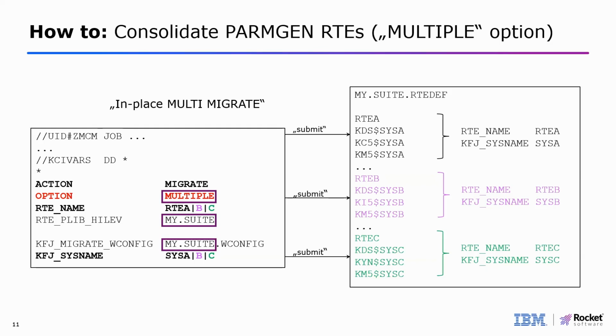And then if you run this job, in this case 3 times with RTE name RTE A, B, C, and KFJ sysname SYSA, SYSB, SYSC, you will see the respective parameter members in your RTE dev consolidated in a single data set. And from there, you can then do typically a generate to produce or refresh your runtime environment.